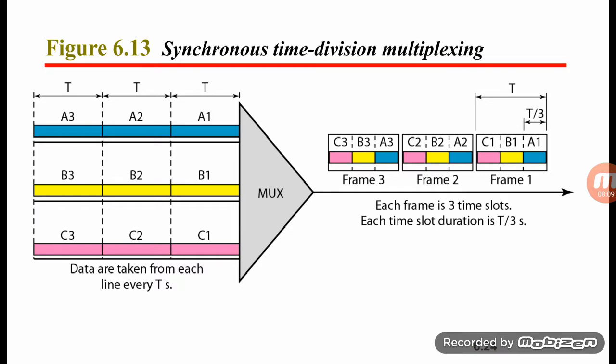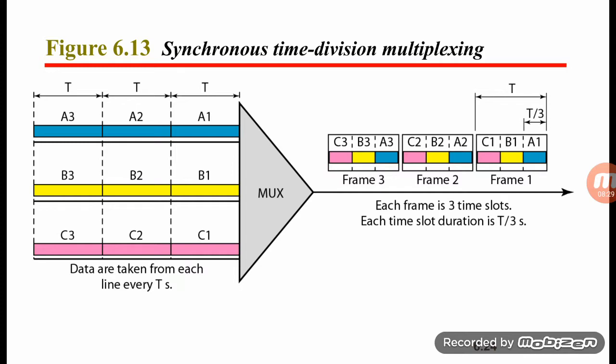Why are you doing that? To ensure that in time T all are transmitted, right? 3 bits are transmitted, right? So that's why the time duration of each bit has been reduced by 3. If I had 4 users here, this would have been T by 4, right?